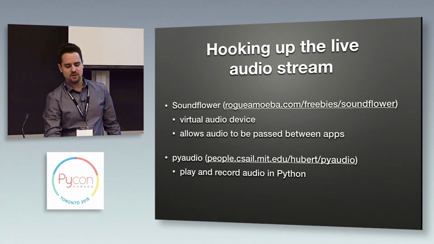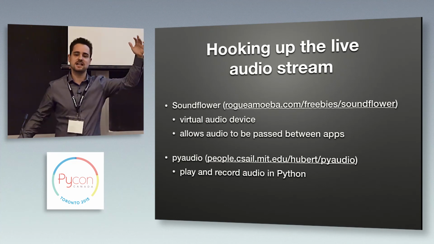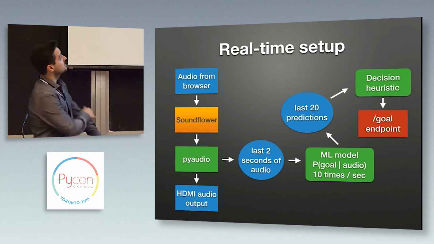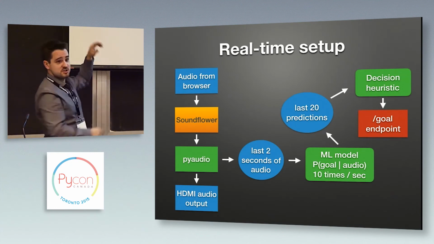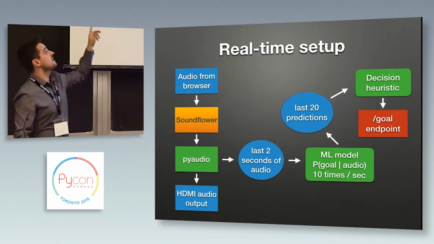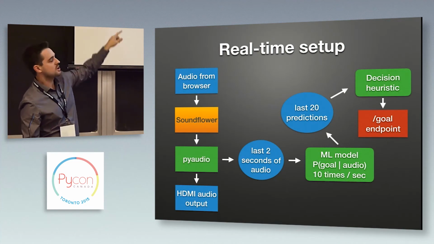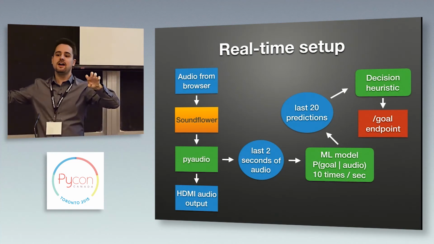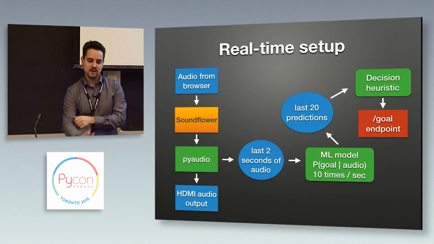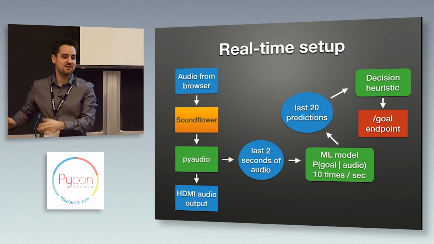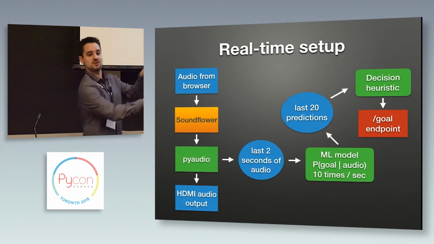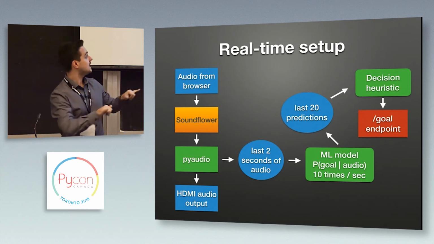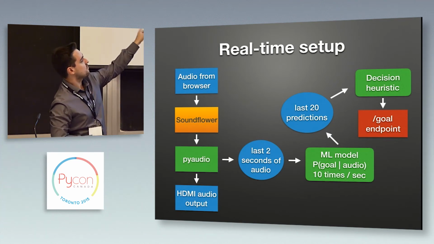That was a bit tricky to get working. I got a kind of big example on the blog. So the way it looks is: stream the game in your browser, send the audio to Soundflower, pyaudio gets the audio from Soundflower and sends it out to the HDMI output so that we can listen to the game. But before sending it out, it takes the frame and sends it to a little buffer. I'm keeping 2 seconds worth of audio in a buffer.